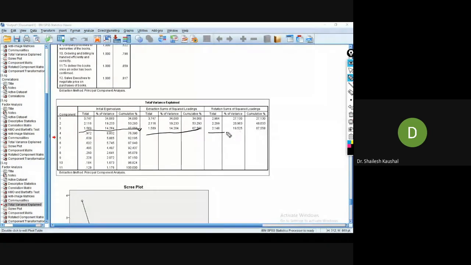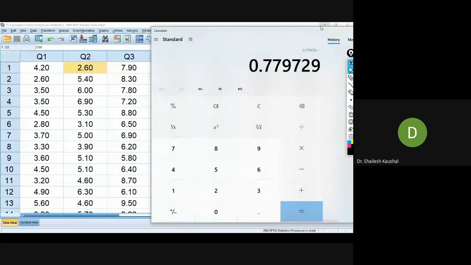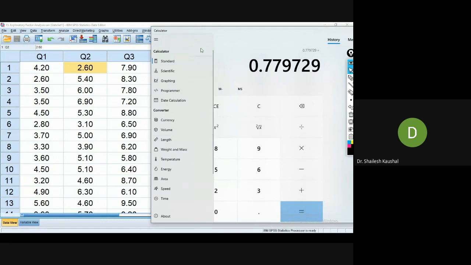Now the other values, these, 2.981, are from the rotated matrix. So how will I calculate this? All the values will come from the rotated values. We have taken these values from the other matrix, that is this. Now I am showing you the table and the calculator.